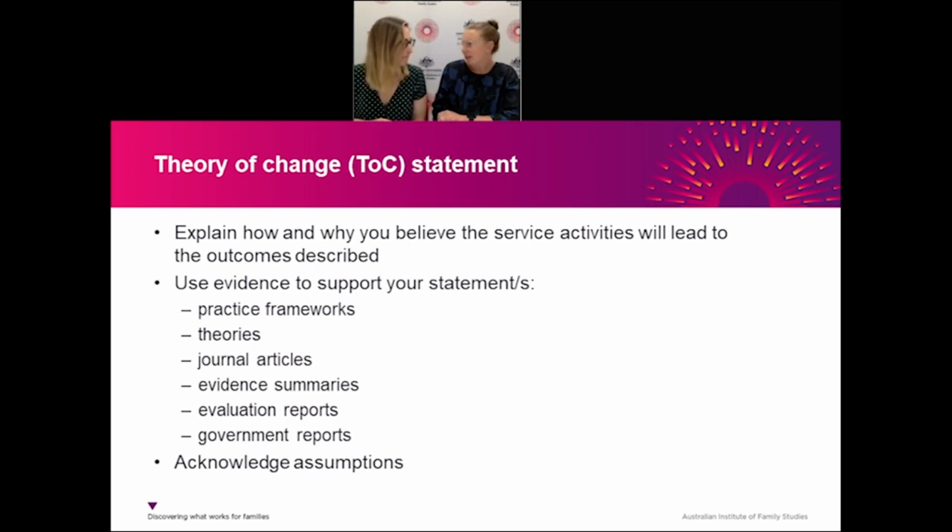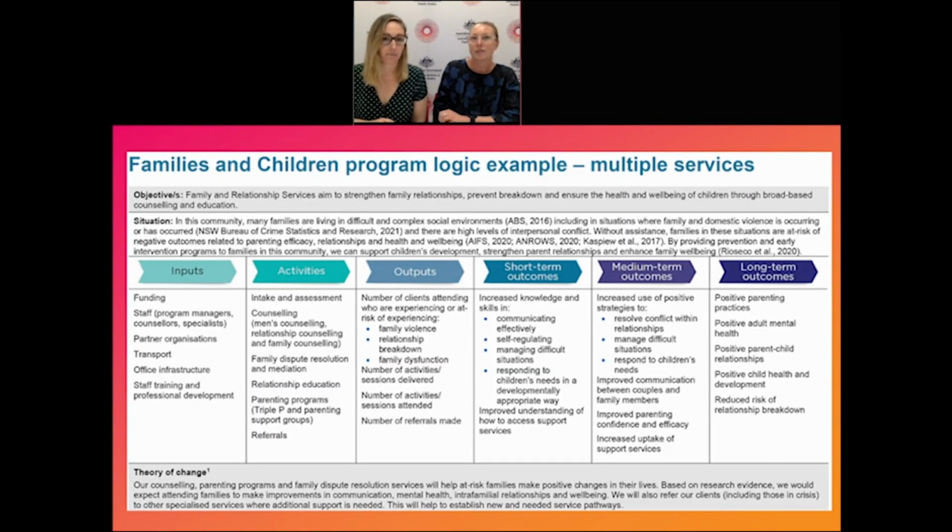And the statement should provide a brief description of each activity that you've listed in your program logic, along with an explanation about how those activities reflect the evidence about what works and how those activities will contribute to your intended outcomes. So let's go back and have a look at our example activities and our outcomes. This family relationship service is delivering counselling, FDR, relationship education and parenting programs. As a result of delivering these programs, it's expected that we'll achieve outcomes around improved communication, emotional regulation, relationships and support networks.